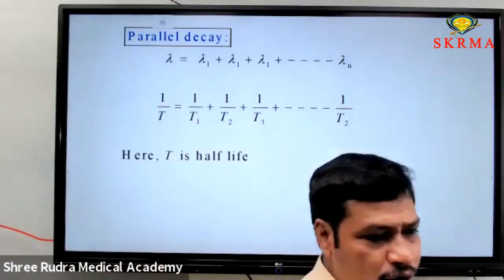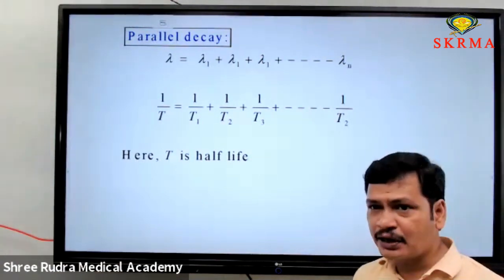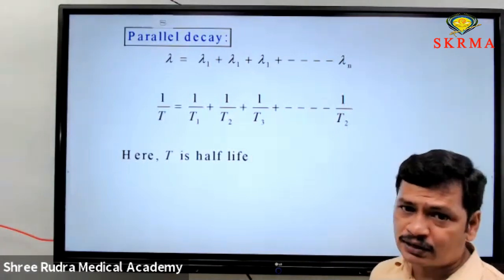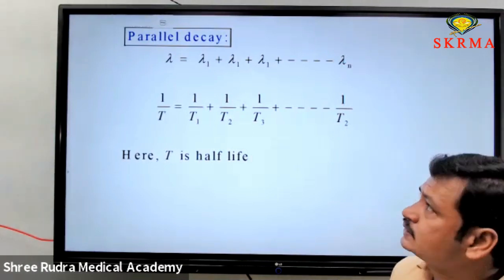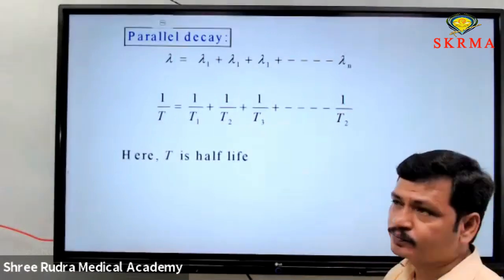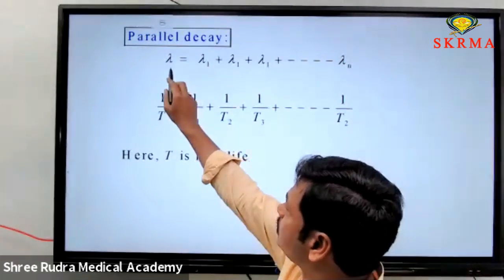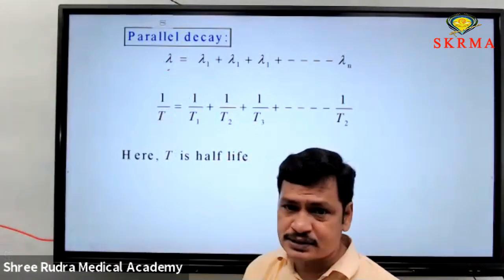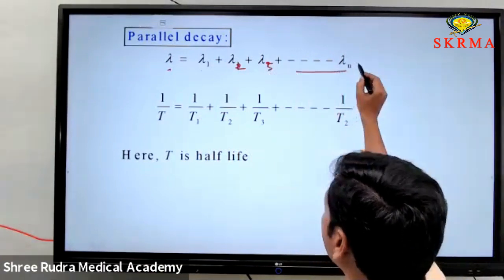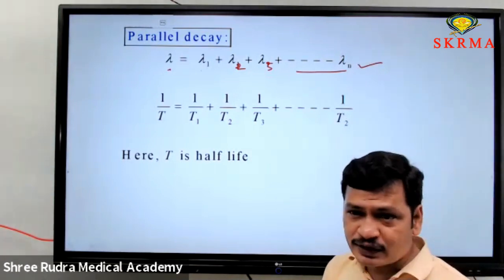This is also an application of half-life, that is, parallel decay. What is the meaning of parallel decay? In a radioactive sample, the decay may take place via alpha decay, beta decay, gamma decay and so on. If all take place simultaneously, then the decay is called parallel decay. Here each decay has its own decay constant, and the total decay constant of that particular sample is lambda equals lambda 1 plus lambda 2 plus lambda 3 and so on up to lambda n. That is the total decay of the sample whenever different decays take place.